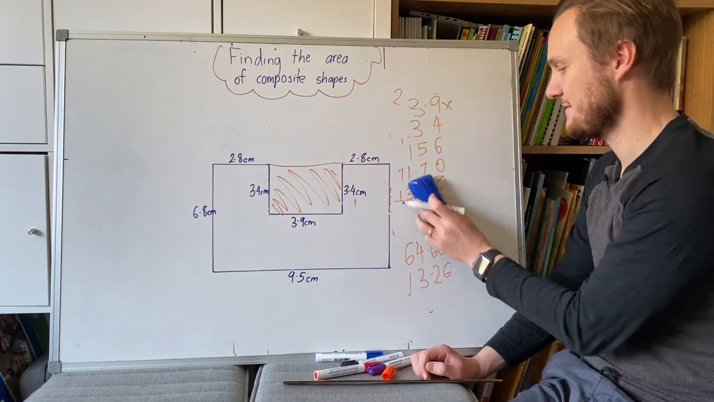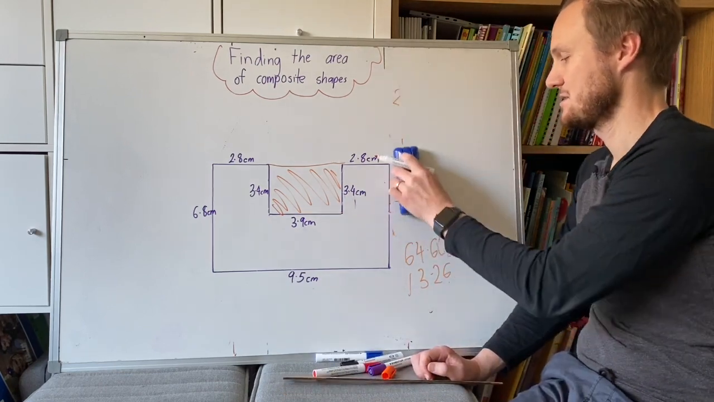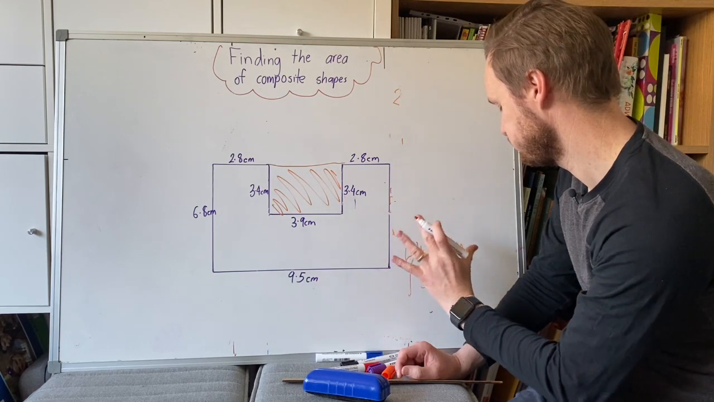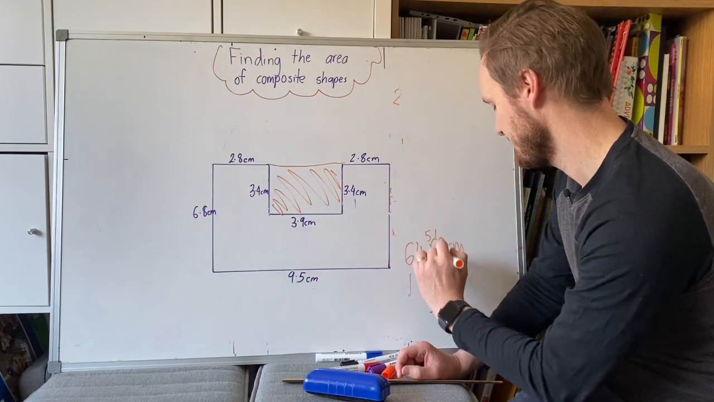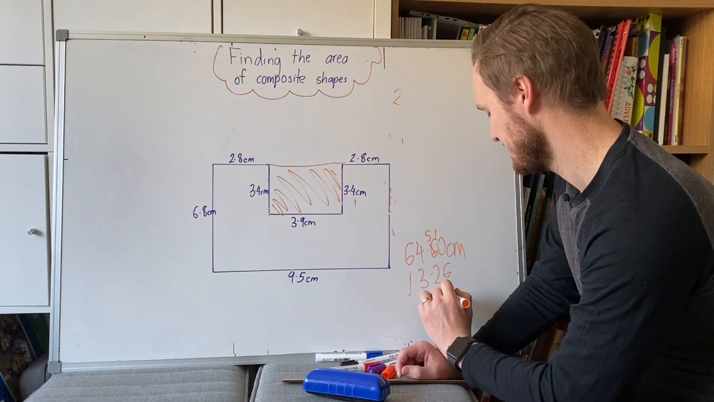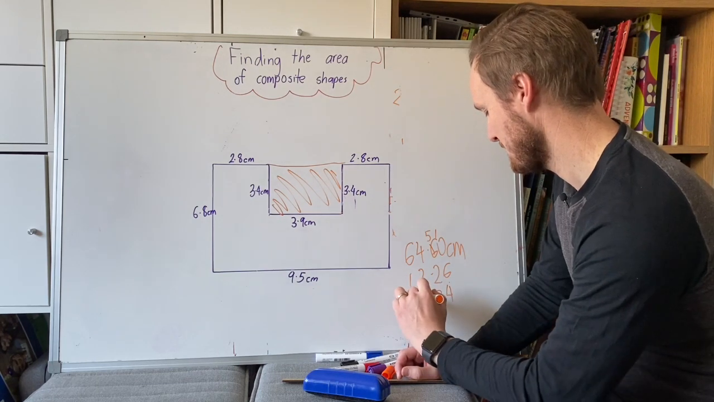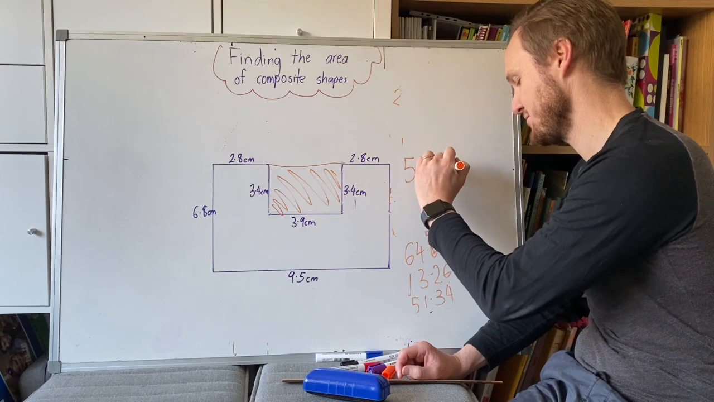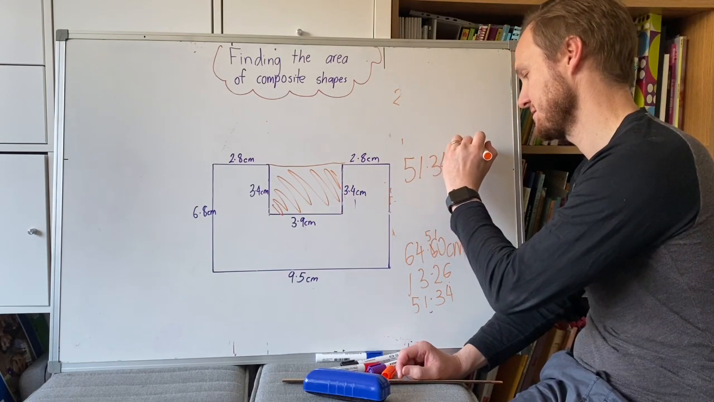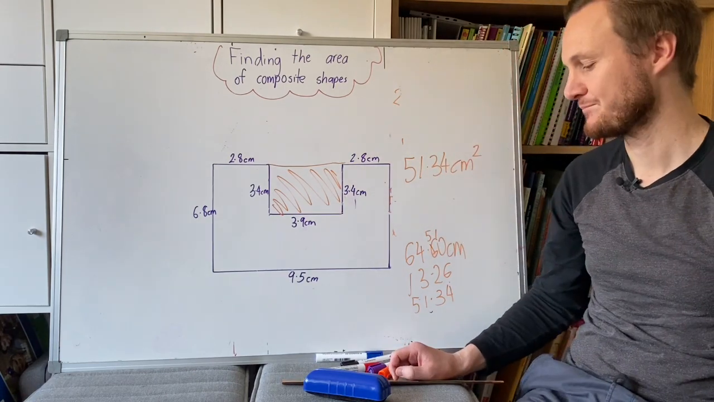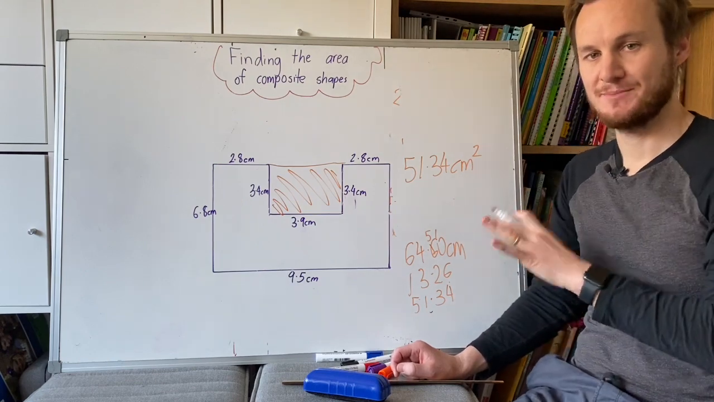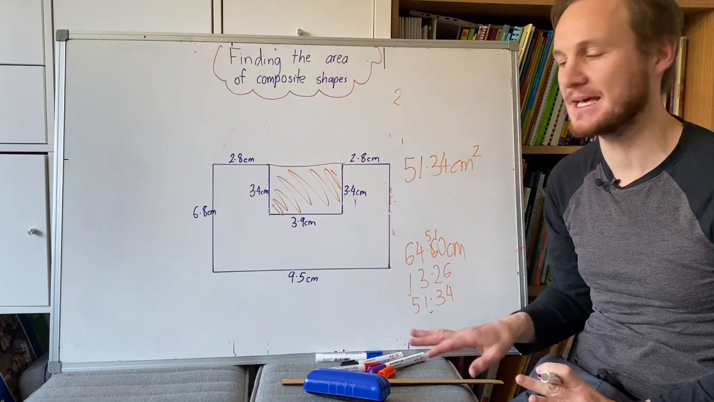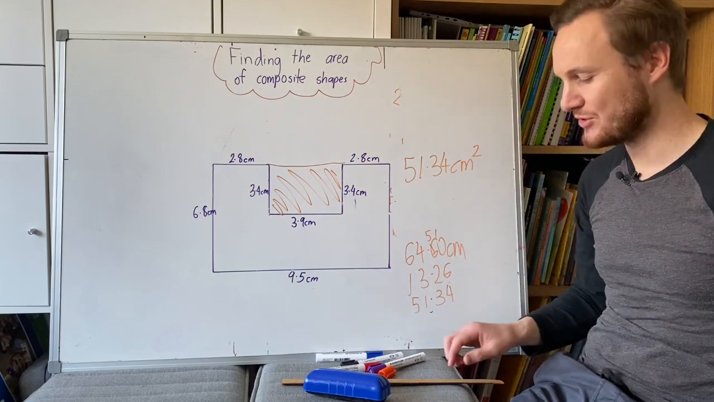So then I just take away that. Let's see if I can do this quickly. 51.34 centimeters squared. Now I'm going to quickly check to make sure that's correct, because I'm pretty sure it's correct, but under pressure sometimes I make little mistakes. But effectively that's the strategy you would use.